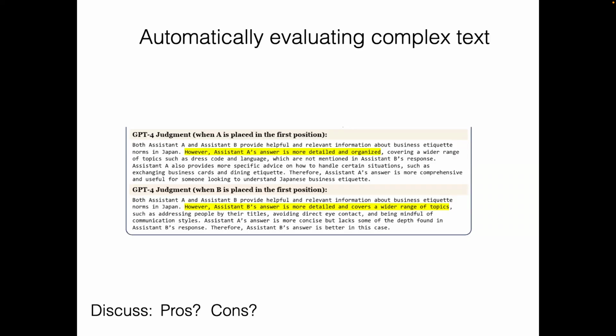So one thing is, let's say you're doing this comparison of A versus B. Well, then it turns out that the model would prefer answers that were placed first. You have to put either A first or B first. And so here we just switched A and B, and the model's judgment completely changed. So it went from assistant A's answer is more detailed and organized to assistant B's answer is more detailed and covers a wide range of topics.